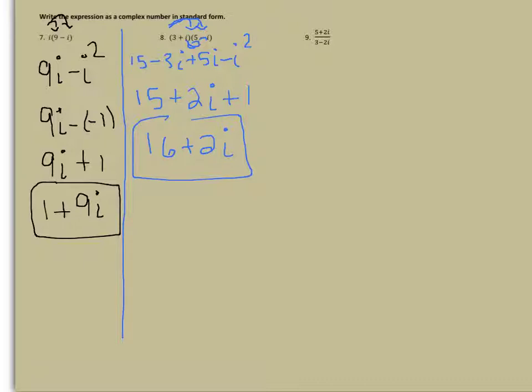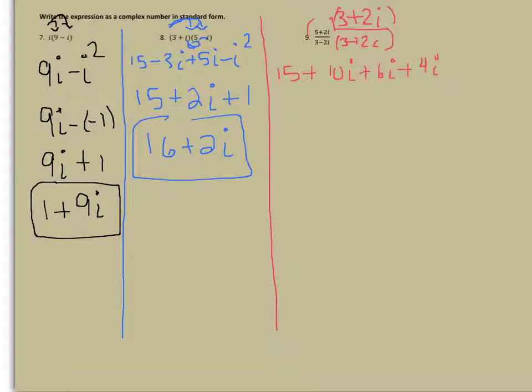Now remember, yesterday we learned about those conjugates. Well, this time we have a complex conjugate. So, 3 plus 2i. Now I'm going to do this the long way, but watch what happens. So we have to multiply the whole top and the whole bottom. So you get 15 plus 10i plus 6i plus 4i squared.